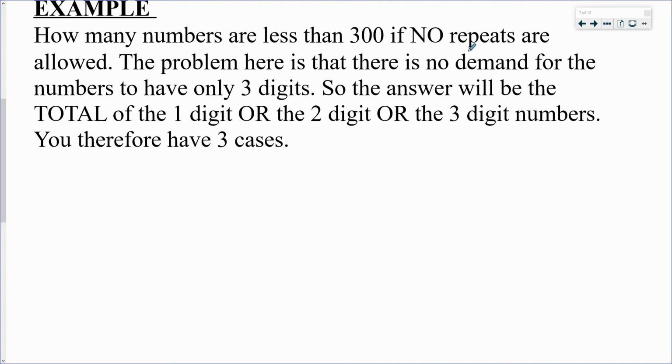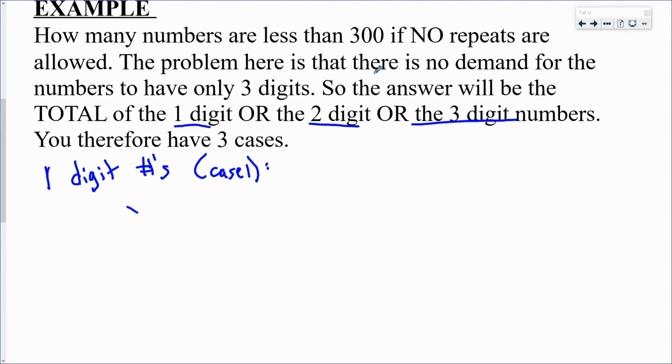So the problem here is that there's no demand for the numbers that only have 3 digits, right? So it just says numbers that are less than 300. So that could be 1-digit numbers, 2-digit numbers, or 3-digit numbers. So we have 3 cases, okay? So I'd say maybe start with the easiest case. So the easiest case in my mind would be maybe doing my 1-digit numbers. And I'm just going to write case 1.